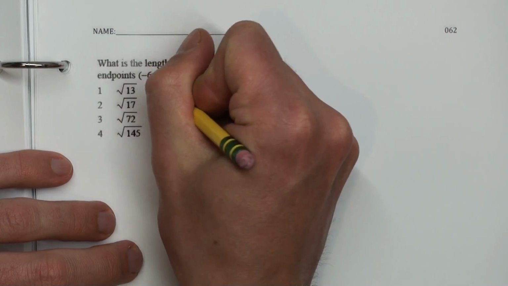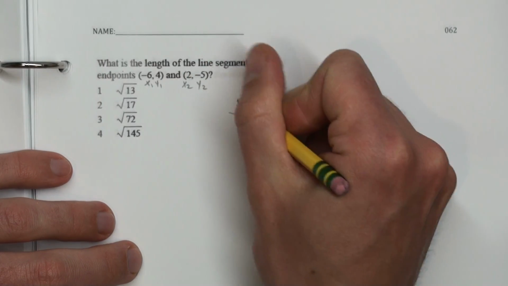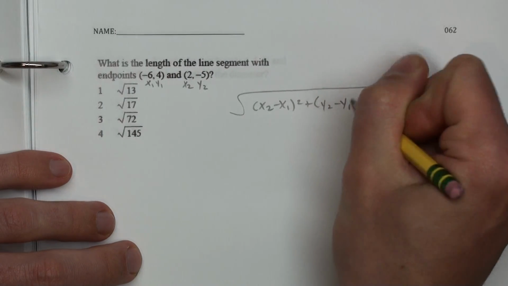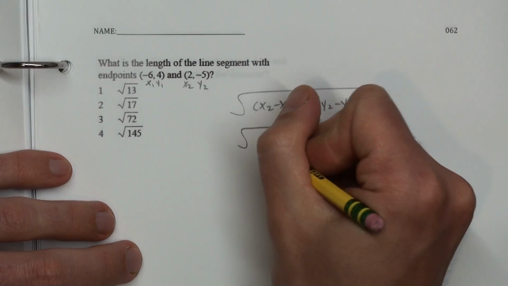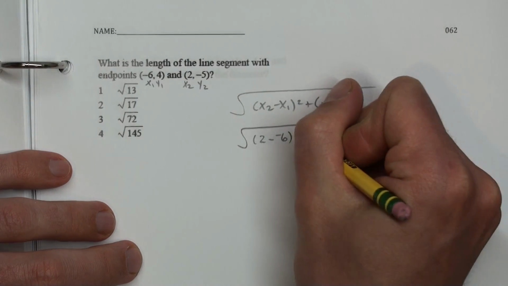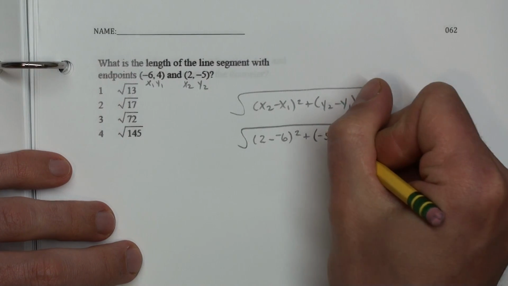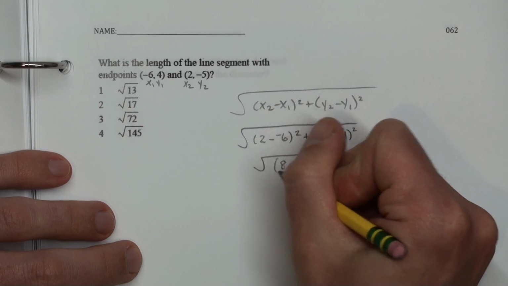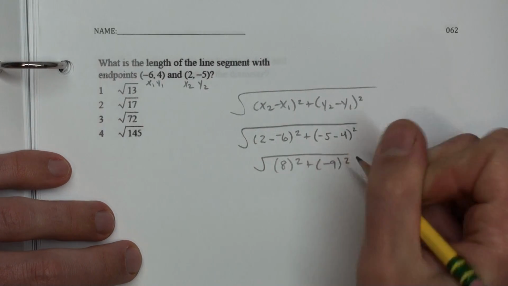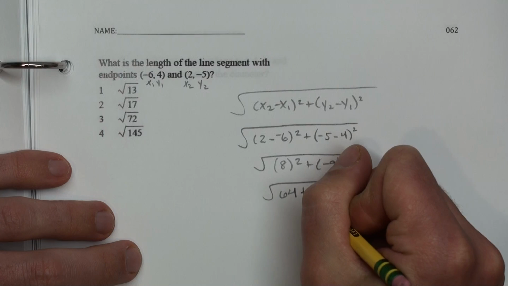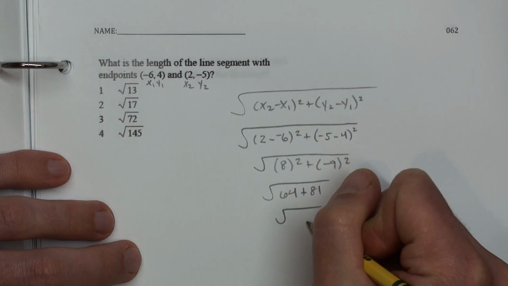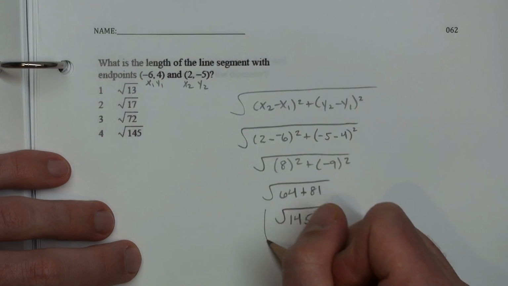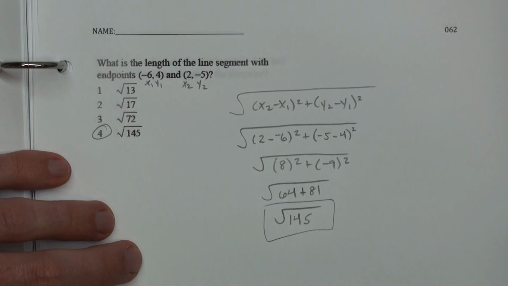Okay, x1, y1, x2, y2. x2 minus x1 squared plus y2 minus y1 squared. 2 minus negative 6 squared plus negative 5 minus 4 squared. 8 squared plus negative 9 squared. 64 plus 81. 145. Choice 4.